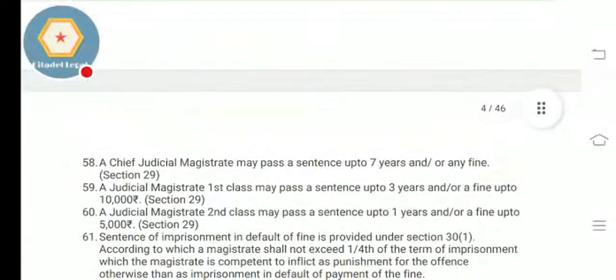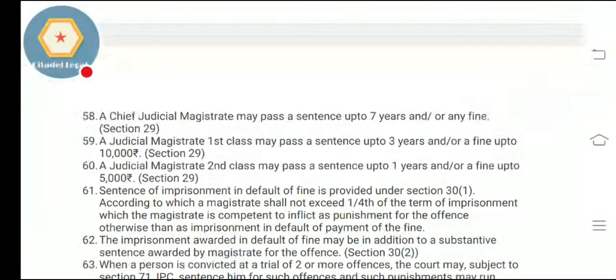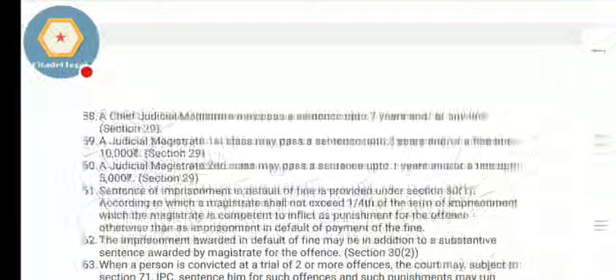Now, a chief judicial magistrate may pass any sentence up to 7 years or any fine. The monetary power has not been limited in the case of a chief judicial magistrate. So a chief judicial magistrate may pass any sentence up to 7 years and or any fine. Then, section 29: a judicial magistrate of the first class may pass any sentence up to 3 years or a fine up to 10,000 rupees, and a judicial magistrate of the second class may pass any sentence up to 1 year and a fine up to 5,000. These three things are provided in section 29.